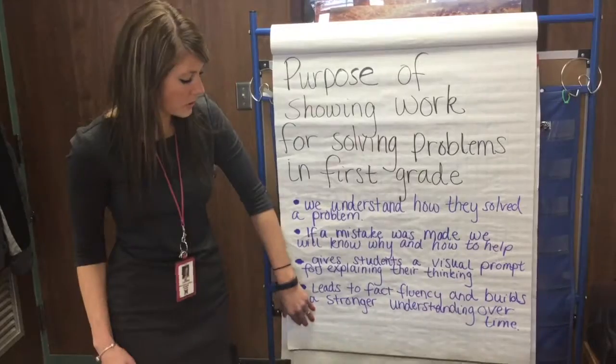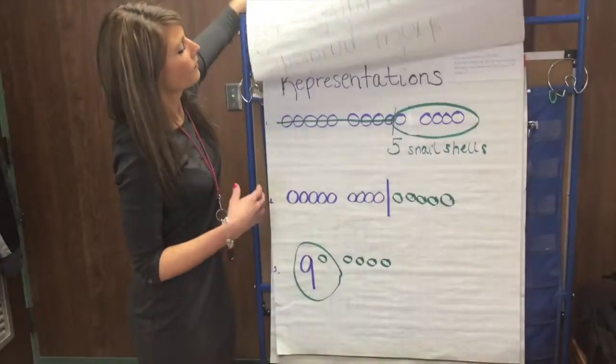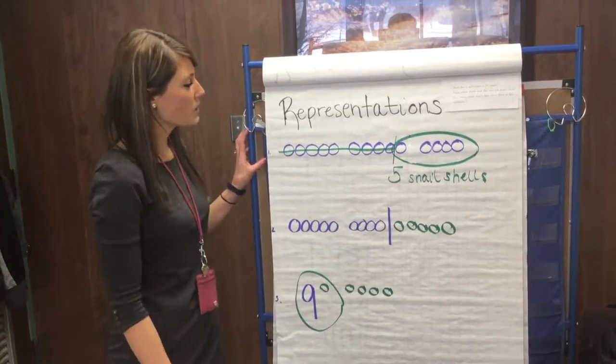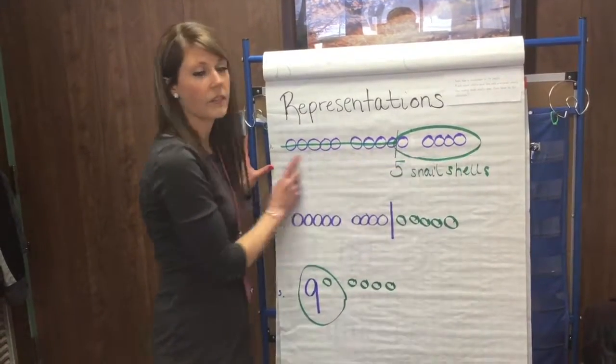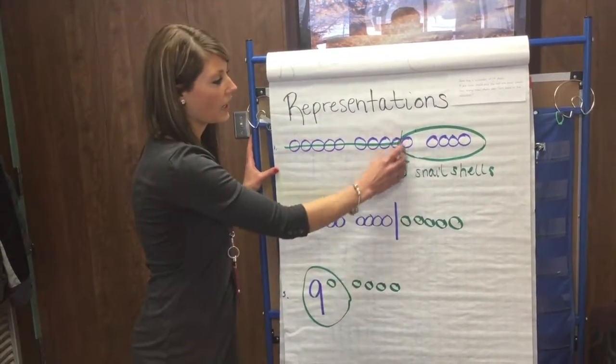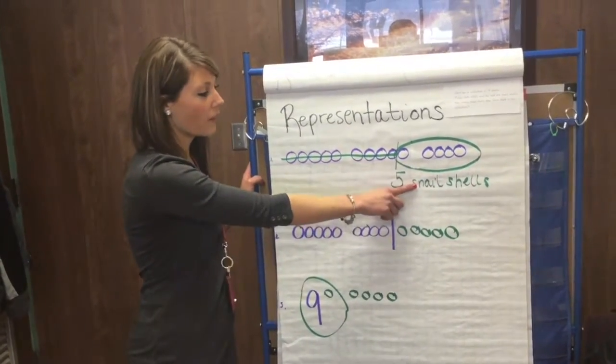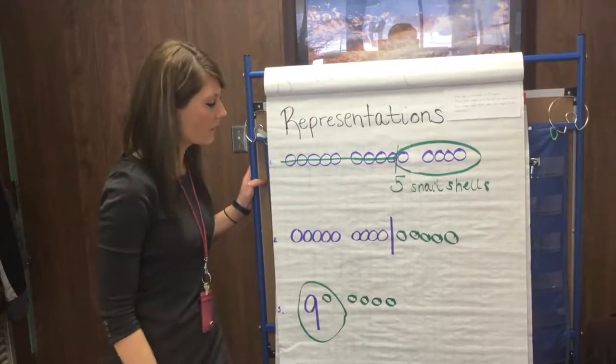So first I will show some possible student representations. Some students might draw all 14 of Sam's shells, count the 9 and cross them off, and circle the remaining shells. Labels are helpful in clarifying students' thinking.